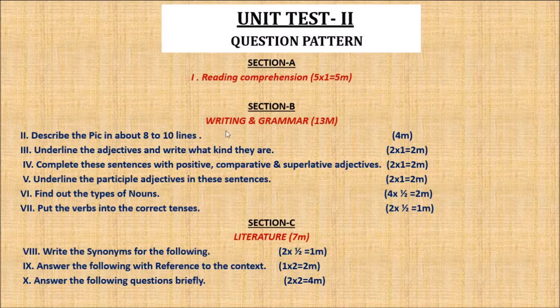Understood, guys? Now section B. This is writing and grammar. Writing and grammar is for 13 marks. It may come from the textbook exercises or the grammar book, but the questions differ. The pattern or the concept will be the same, but the questions differ. The questions will be coming out of the book. Understand, guys? So let us check what is there in section B, writing and grammar. Okay.